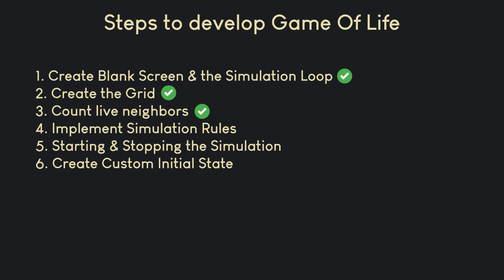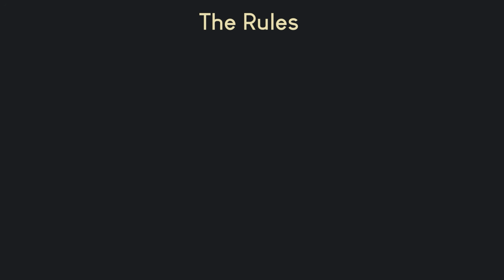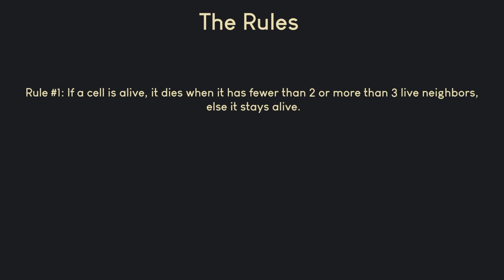The next step is to implement the rules of the simulation. Let's take another look at the rules. There are 4 rules to the game as we saw earlier. But if we look closely at the rules, we can reduce the logic of the rules to just 2 rules. Rule number 1. If a cell is alive, it dies when it has fewer than 2 or more than 3 live neighbors, else it stays alive.